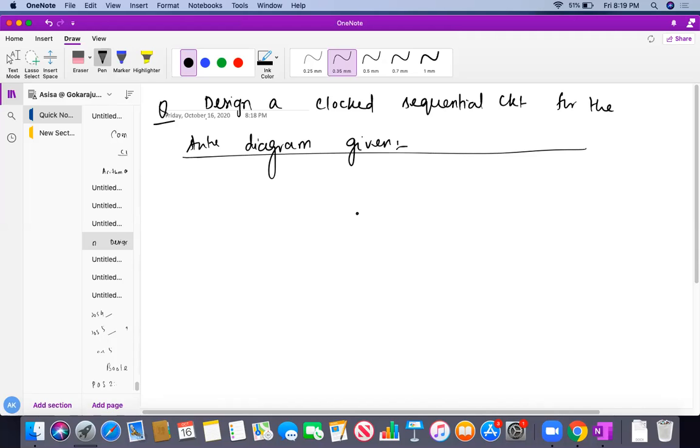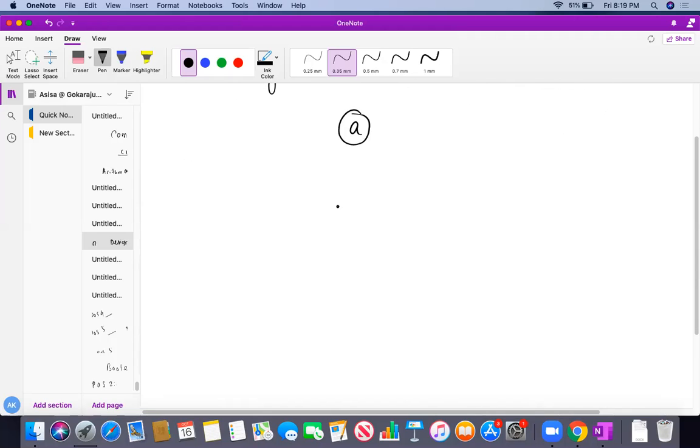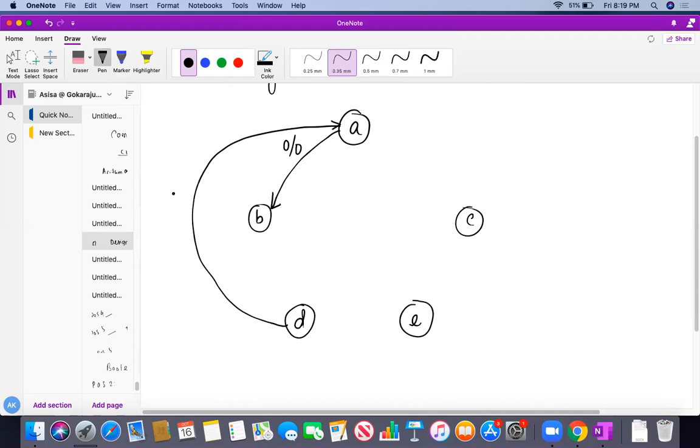What will be my state diagram here? Just see how I draw the state diagram: A, B, C, D, E. So this will be my state diagram. Just check here: A to B, 0 by 0. Next, D to A, 0 by 0. B to D, 0 by 1. Next, E to D, 1 by 1.